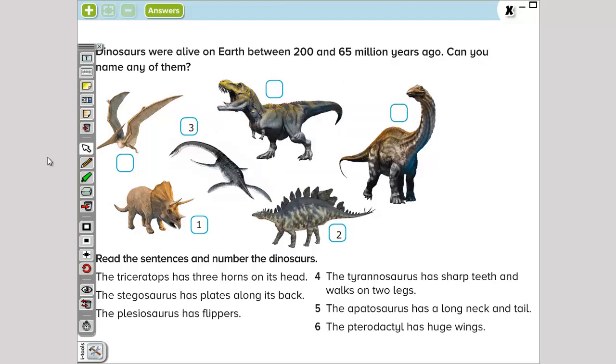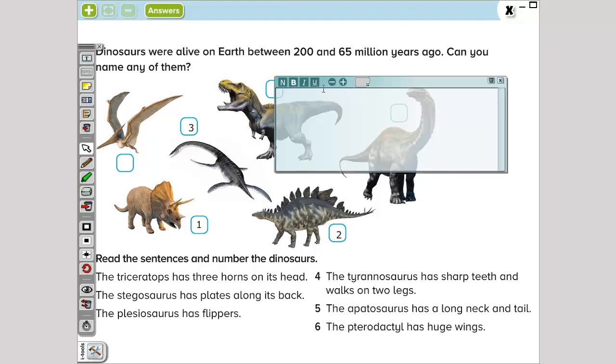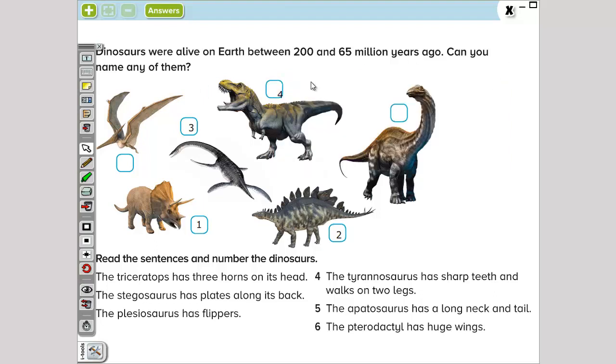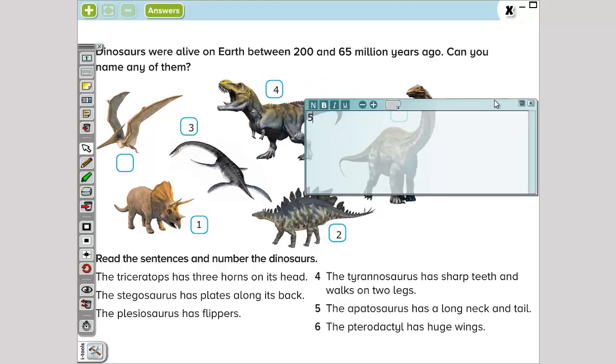This one. Number 4, the Tyrannosaurus has sharp teeth and walks on 2 legs. El tiranosaurio tiene dientes afilados y camina en 2 patas. This one, right? Number 4. Now we have the Apatosaurus has long neck and tail. El apatosauro tiene un gran cuello y una cola. So it might be this one, right?